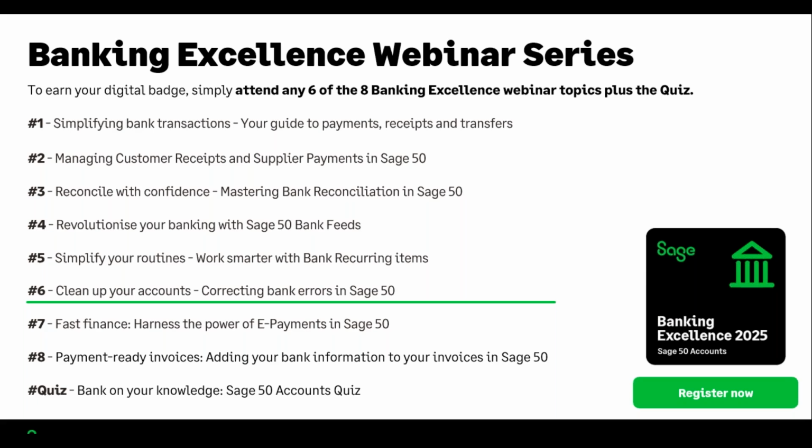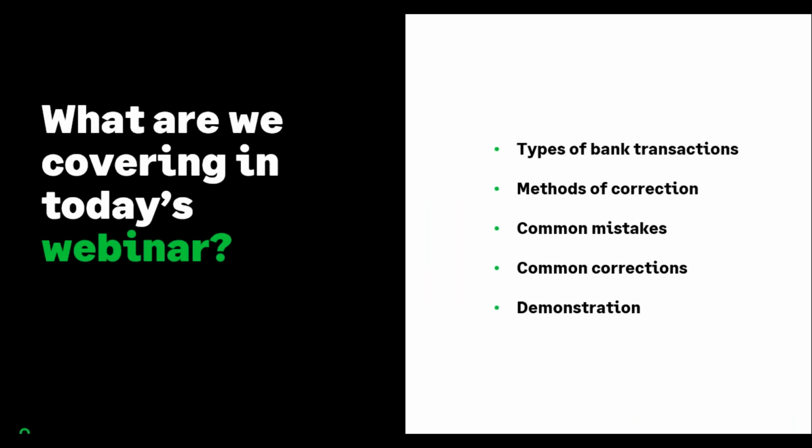So what are we looking at today? I've said it 3 times, I shall say it again. We are looking at correcting your bank errors in Sage 50. First off, we're going to look at the types of bank transactions that there are. Then we're going to look at the methods of correction, some common mistake scenarios, which will be demonstrations, and the common corrections, also demonstrations. And the demonstration itself is going to be displayed for you.